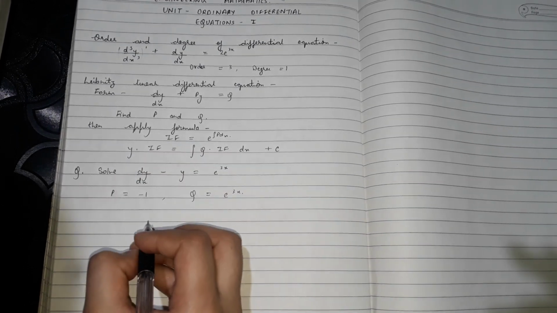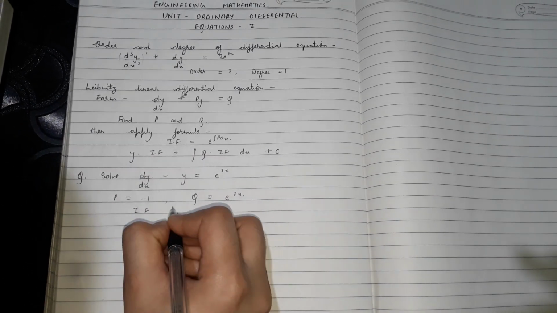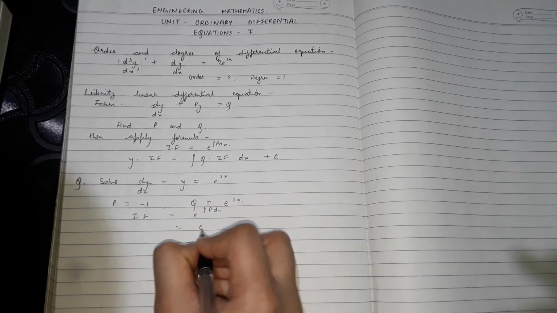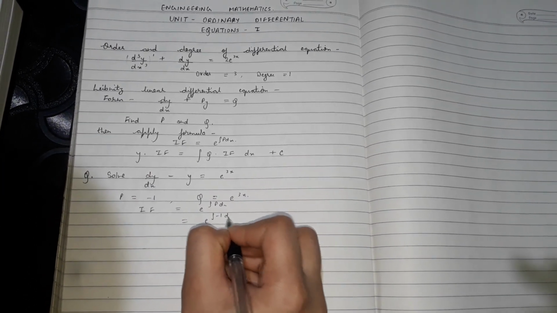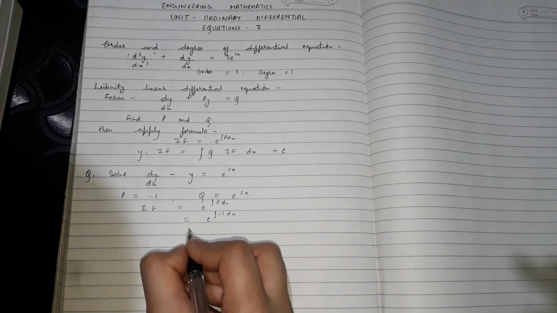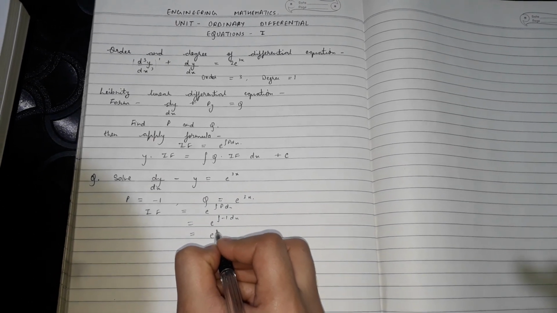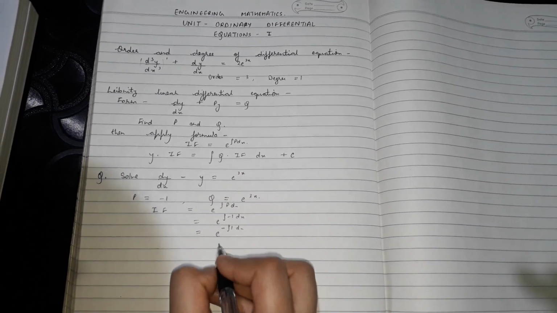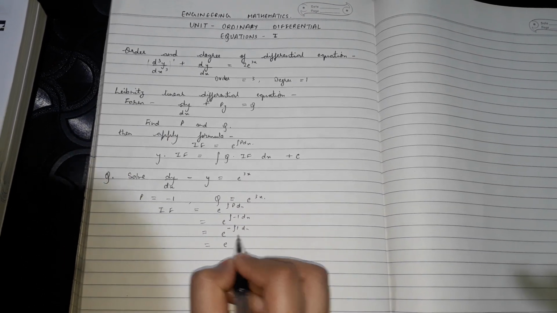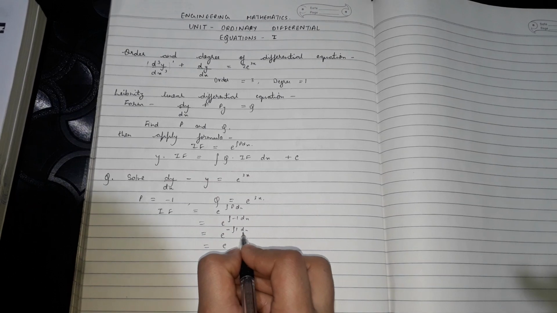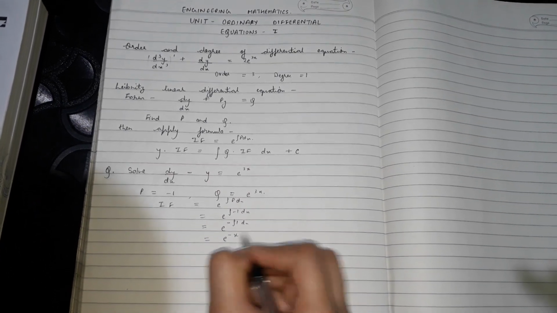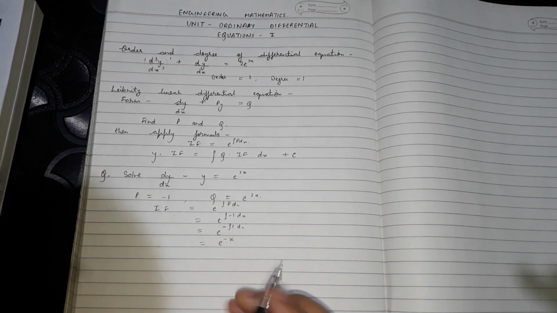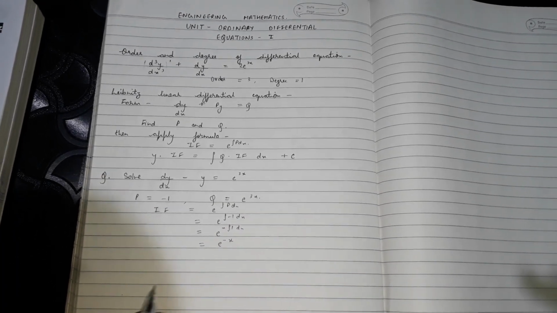Now applying the formula, integrating factor is equal to e to the power integration p dx, e to the power integration minus 1 dx, putting the value of p. e will remain as it is, minus sign will be taken as common and integration 1 dx. Now what is the integration of 1 with respect to dx? It is x, and no constant will be added over here. So it is the integrating factor.